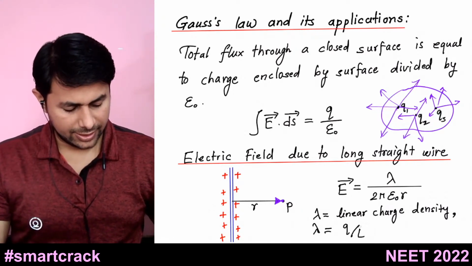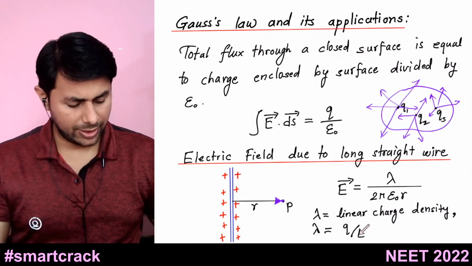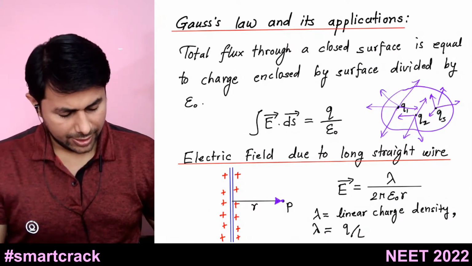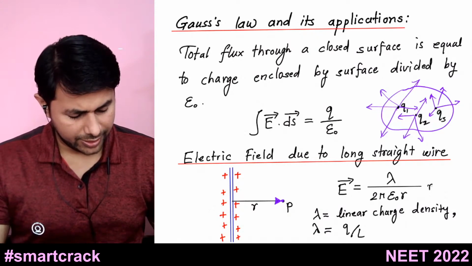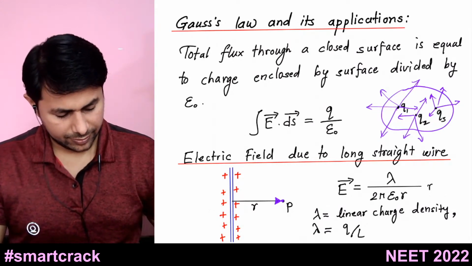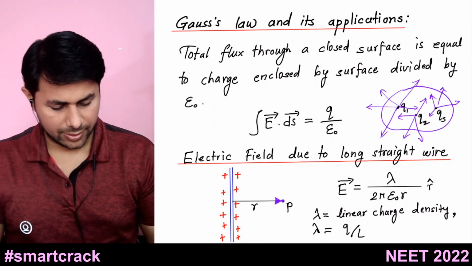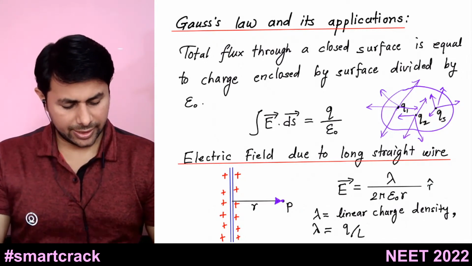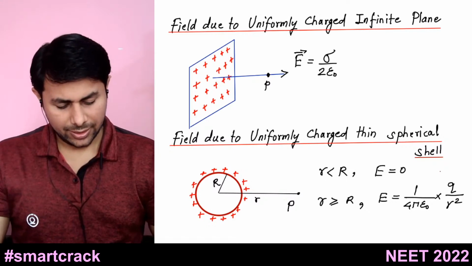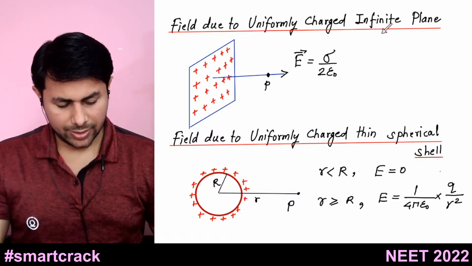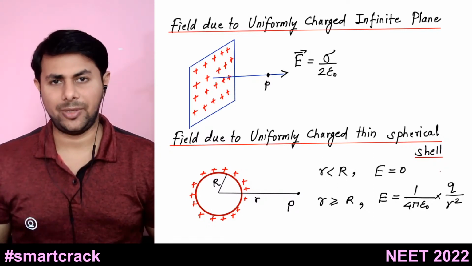So lambda is linear charge density, so it is q upon l. All right, and let's draw r cap over here to show the direction. So this is the electric field due to a long straight wire. After that, we have electric field due to charged infinite plane.